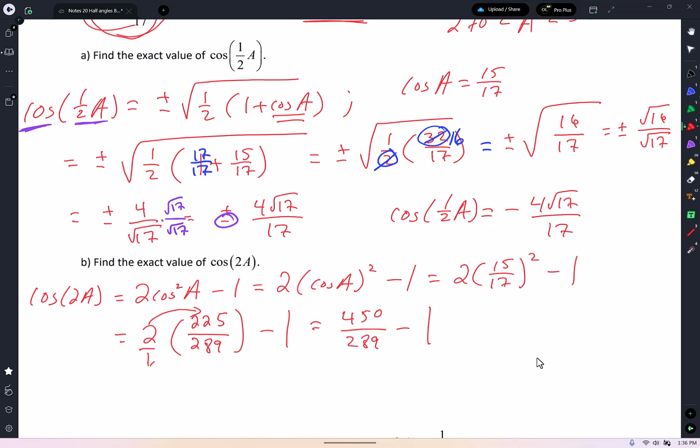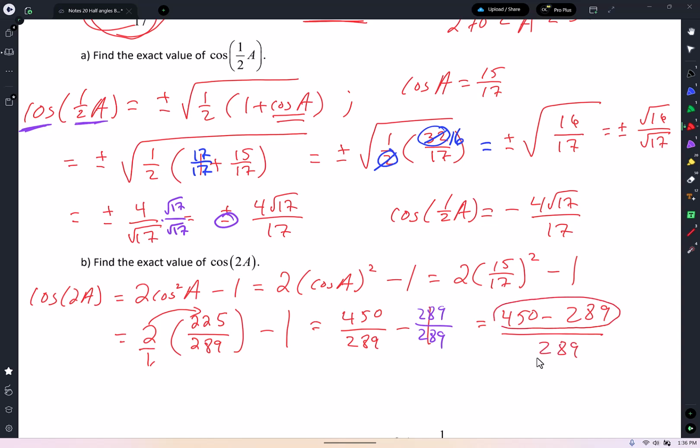How am I going to subtract 1 without a calculator? All you got to do, my denominator is 289, so turn that 1 into 289 over 289. See? So this is going to be 450. I'll go ahead and write it out. Minus 289 over 289.